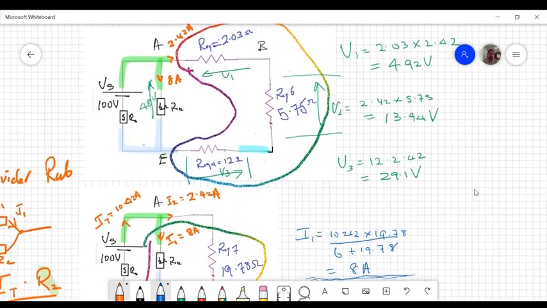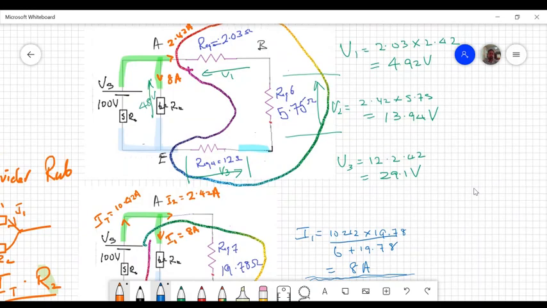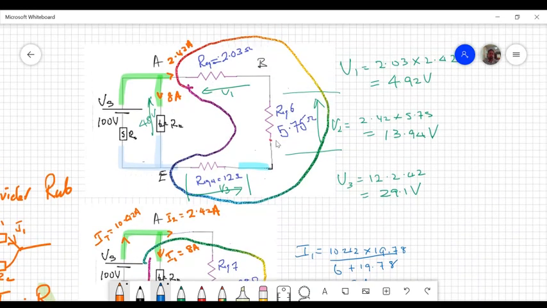Now that 19.78 is really a series combination. So I know that 0.42 is flowing through all the elements in a series circuit. So 0.42 is flowing through our 2.03 and through 5.75. It's also flowing through this 12. So multiply that current by the resistance, and I get each of the respective voltages, which I have here.